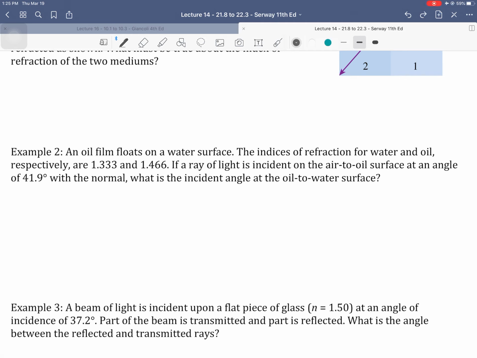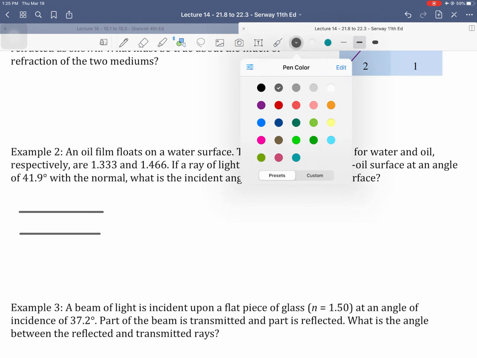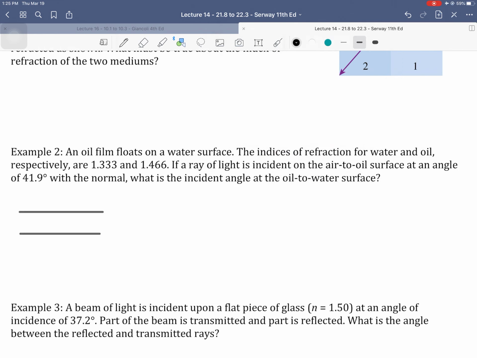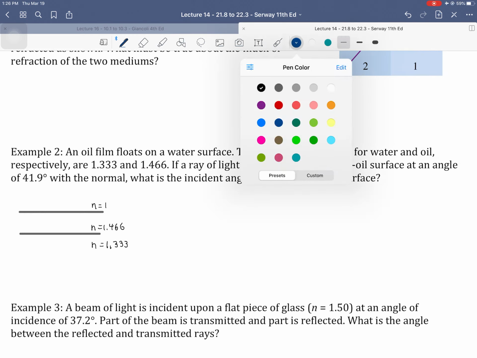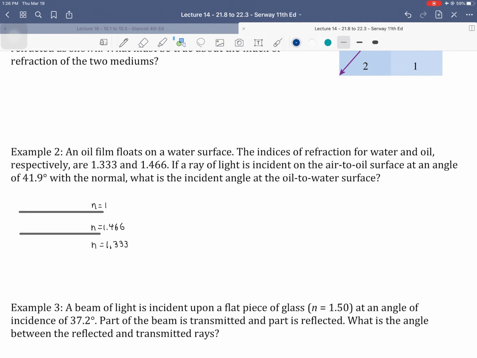So this will represent the interface from air to oil, and then that's the whole oil thickness, and then down below is water. Okay, so then I'll label which are which. So this is going to be our n of 1 up here for the air. This will be our n of 1.466 actually, for the oil. And then underneath is the water at 1.333, okay? And so then we have our incident ray coming in. So our ray is going to come in at 41.9 degrees. Okay, and that's relative to the normal, like so.